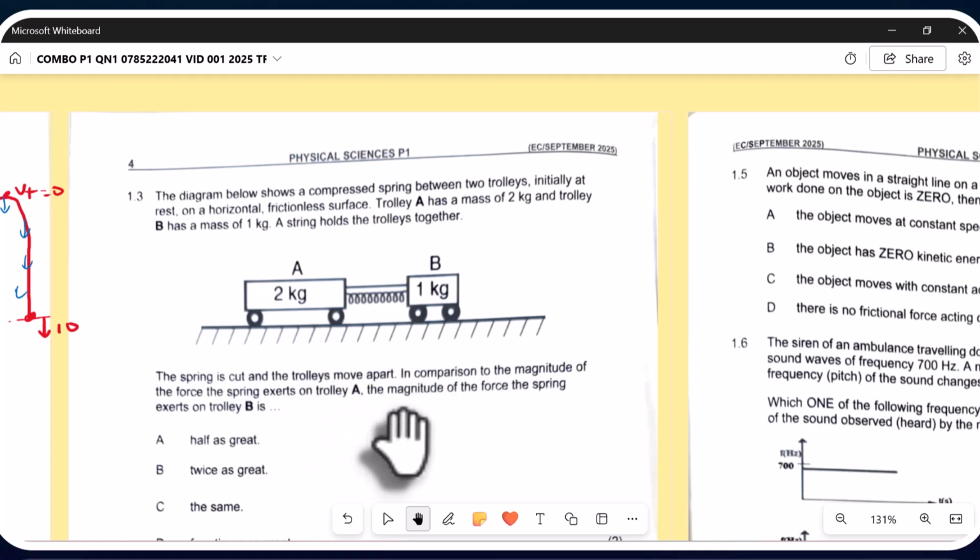Now I repeat, the diagram below shows a compressed spring between two trolleys, initially at rest, on a horizontal frictionless surface.